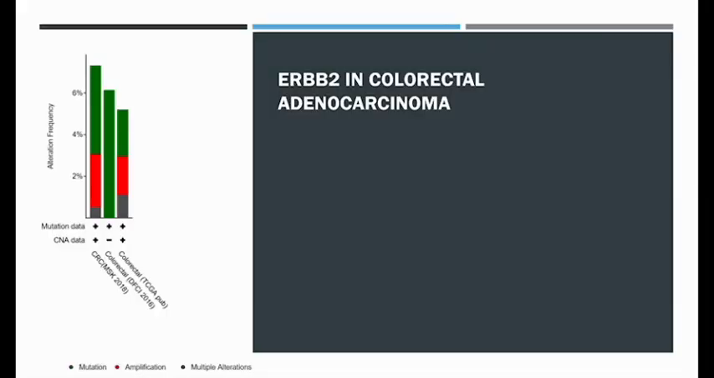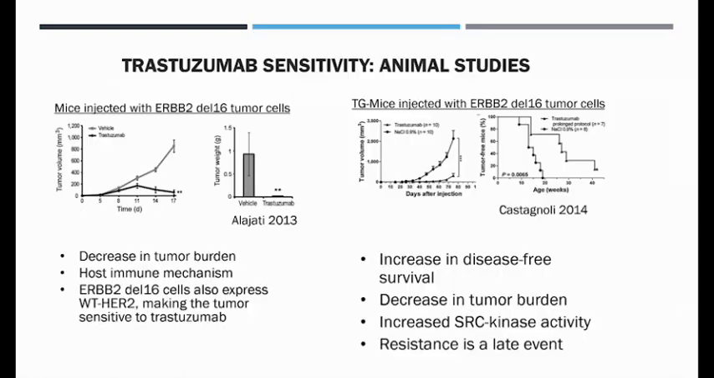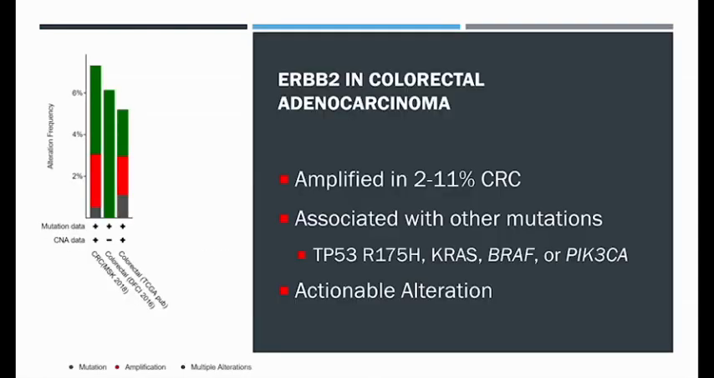Okay, so what do we know about ERBB2 in colorectal adenocarcinoma? Depending on which source you go to, it is amplified in 2 to 11% of CRC and associated with other mutations as well, TP53, KRAS, BRAF, PI3 kinase, and is an actionable alteration. So here comes the idea that when ERBB2 is amplified, there are lots and lots of copies of ERBB2 in the DNA, and basically the replication, transcription, translation process, the entire thing, is kind of revved up.